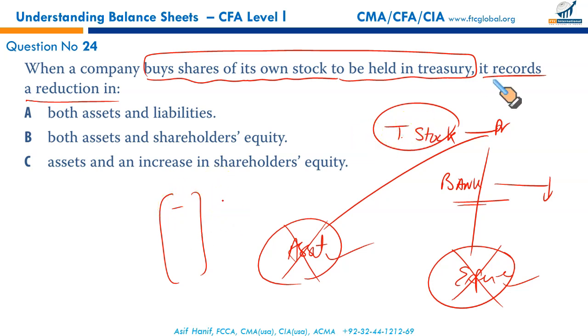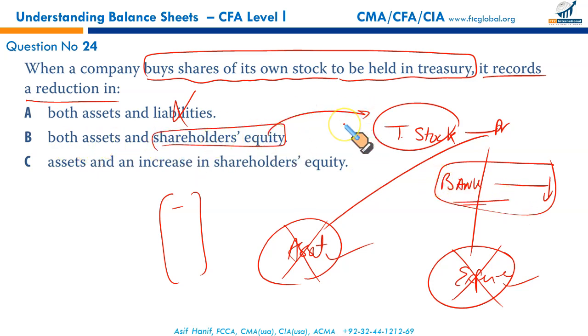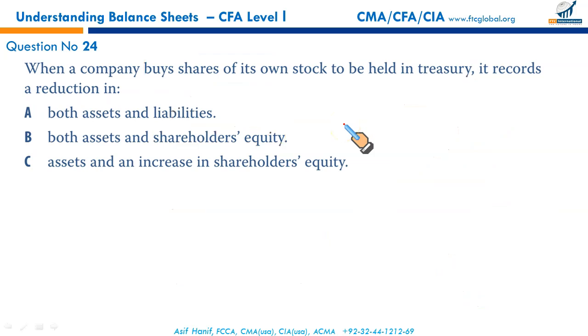Right? So how is it recorded? Both asset and liability? It does affect our asset. Asset is reduced, but it is not a liability. Asset is reduced and it is reported as a negative item in shareholder equity. That's the right option. B is the right option.